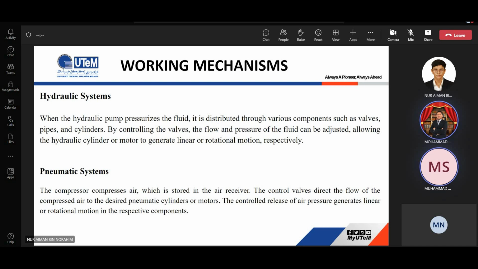For the pneumatic system, the compressor compresses air, which is stored in the air reservoir. The control valve directs the flow of the compressed air to the desired pneumatic cylinder or motor. The controlled release of air pressure generates linear or rotational motion in the respective component.